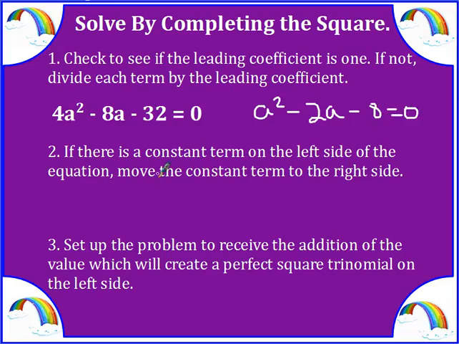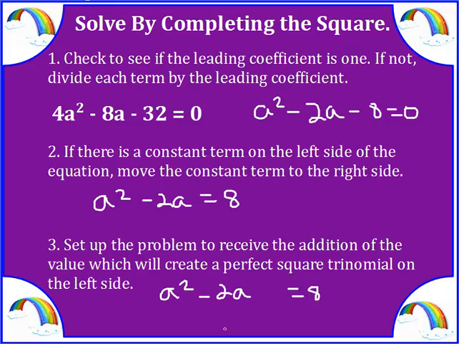Okay, the second part says if there is a constant on the left side and we have a -8, then we need to move it to the right side. So we're going to add 8, and we're going to have a squared minus 2a is equal to positive 8. The next step is we need to make some space, because what we're trying to do is make a perfect trinomial, so we need some space right here. So we're just going to prepare ourselves by leaving a gap open to put in a term, and equals 8.